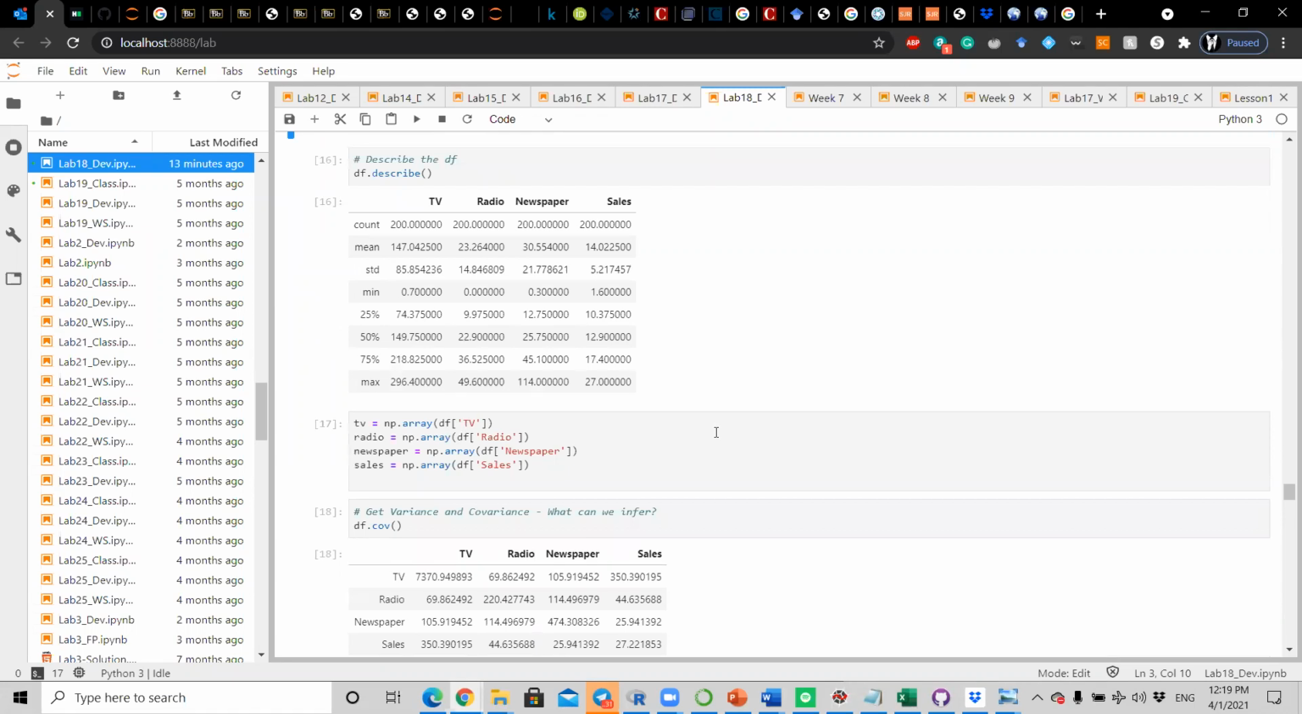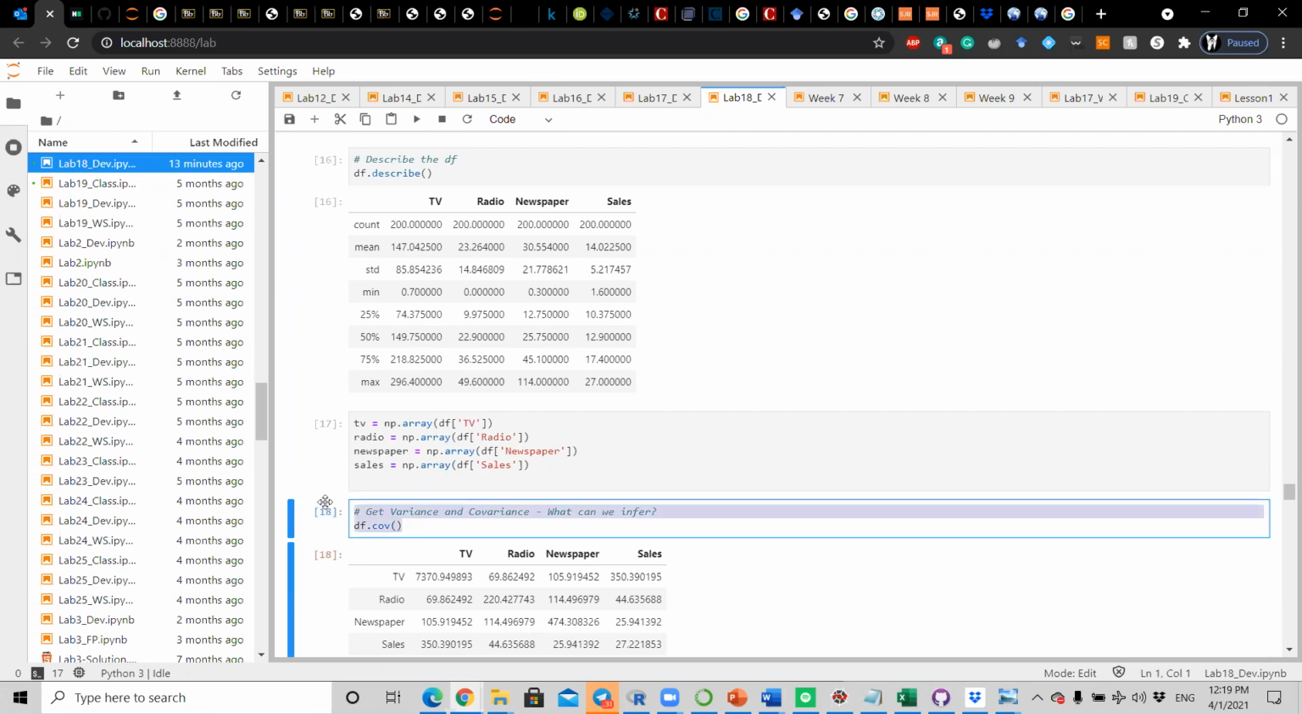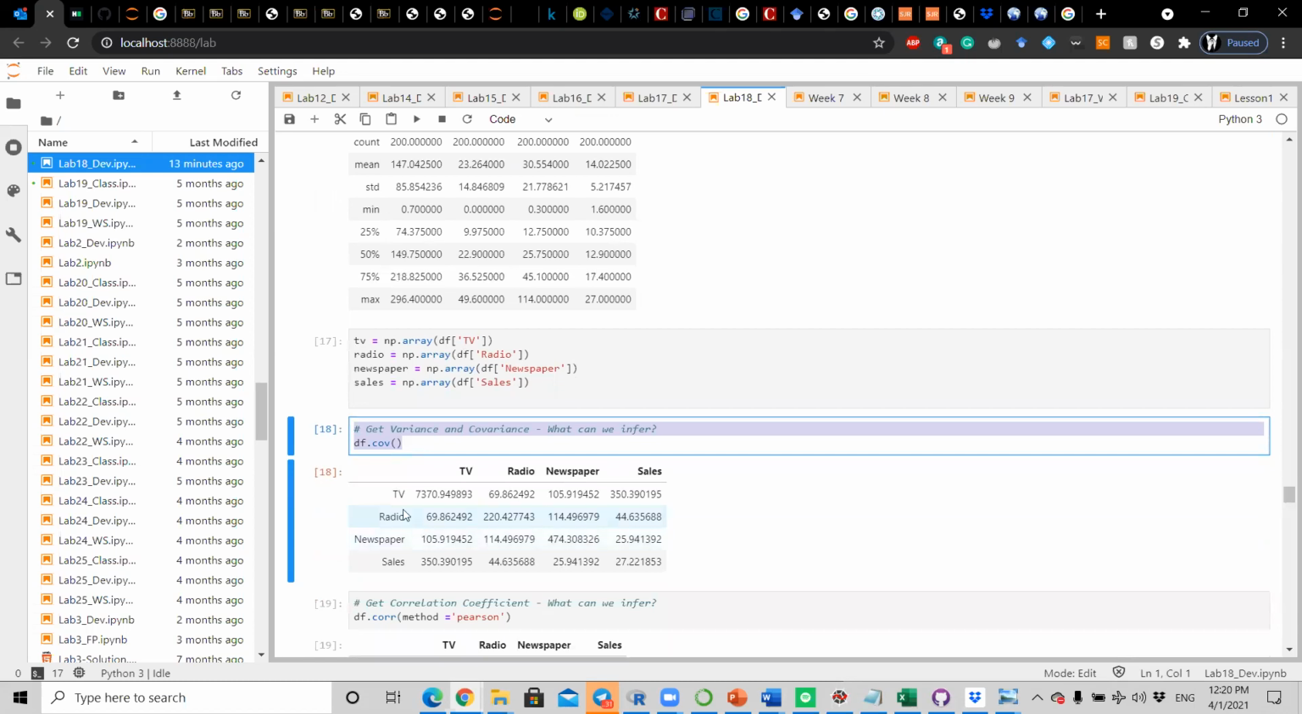Now, we are going to define our columns separately. So we will have TV, radio, newspaper, and sales as NumPy arrays. We are going to calculate the covariance. And this time, Lane, are you there? Yes, sir. Okay, can you tell me what you see here?